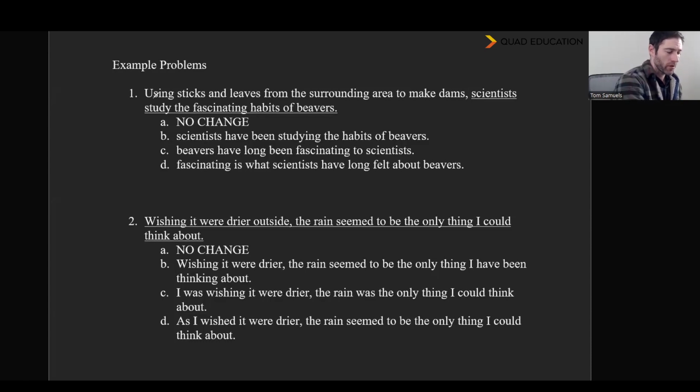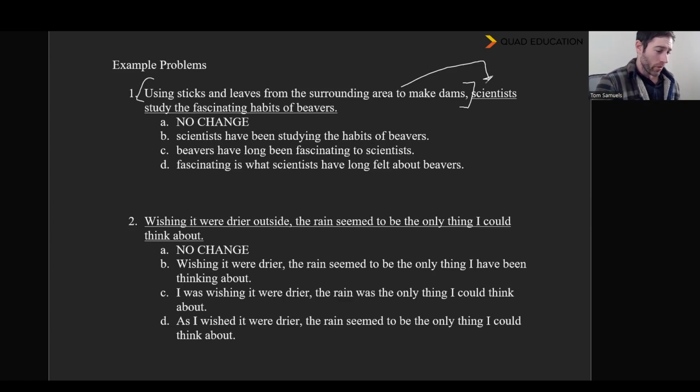So our first sentence: "Using sticks and leaves from the surrounding area to make dams, scientists study the fascinating habits of beavers." I didn't mention this earlier, but these can be kind of funny, because we're saying here that it's the scientists that are picking up sticks and making little dams for themselves, which is kind of amusing to imagine. But no, it's not the scientists that are damming. It's the beavers that are doing this.